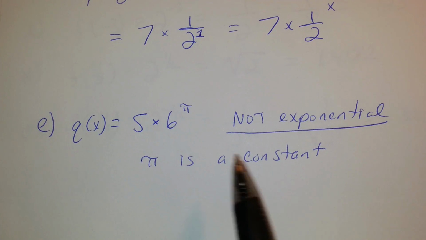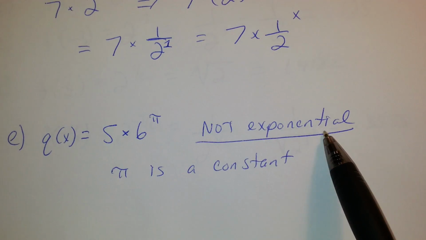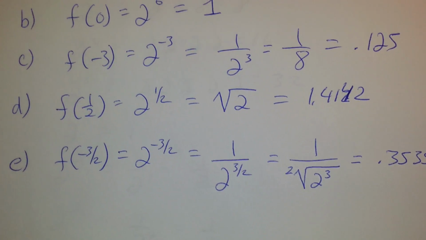All right. E, q of x equals 5 times 6 to the pi. Not exponential. Pi is a constant, right? No variable there. Okay. Here are some more examples.